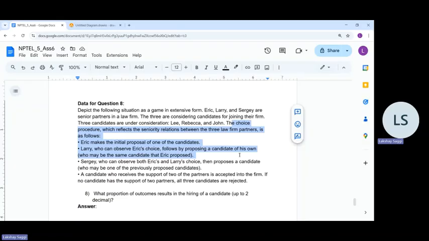Initially, Eric makes the initial proposal of one of the three candidates. Then Larry, who can observe Eric's choice, follows by proposing a candidate of his own. And then Sergey, who observes both Larry's and Eric's choices, proposes a candidate who may be one of the previously proposed candidates. A candidate who receives the support of two of the partners is accepted into the firm. If no candidate has the support of two partners, all the candidates are rejected. Here also we'll be considering deterministic strategies.